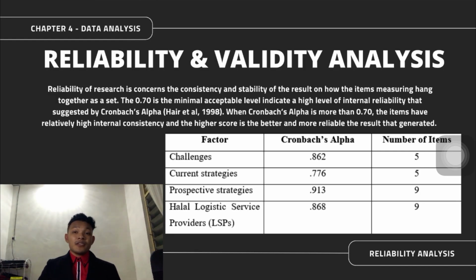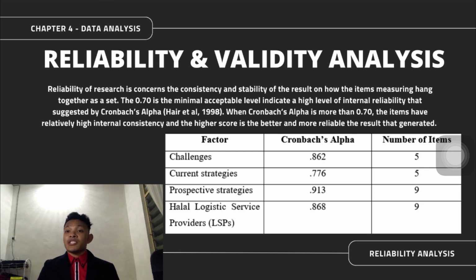Next, for chapter 4, data analysis. First of all, in chapter 4, I use reliability and validity analysis to test whether the items in the questionnaire are significant to generate the reliability of the factor. Reliability of research is concerned with the consistency and stability of the result, on how the items measuring hang together as a set. The 0.70 is the minimal acceptable level, indicating a high level of internal reliability, as suggested by Cronbach's alpha. When Cronbach's alpha is more than 0.70, the items have relatively high internal consistency, and the higher the score, the better and more reliable the result generated.